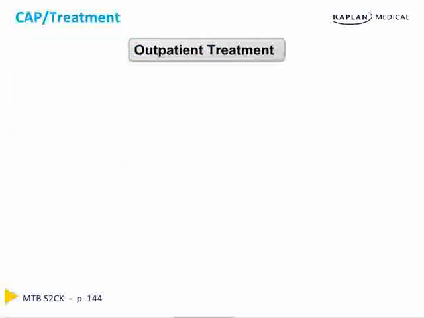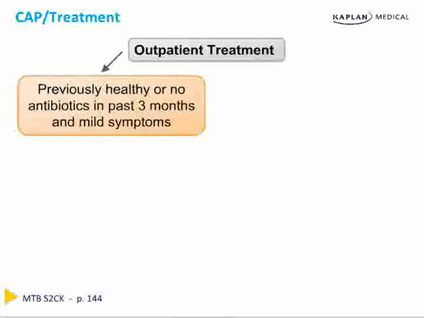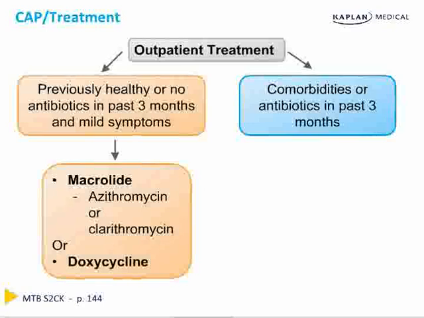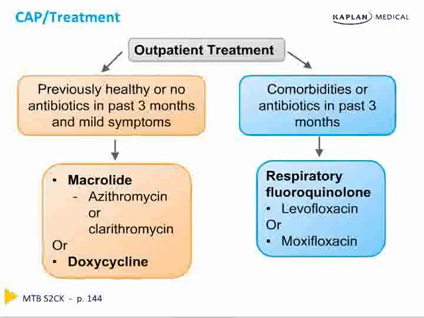If a patient is deemed to be eligible for outpatient management, the following algorithm is helpful. If the patient is previously healthy and has had no antibiotics in the past 3 months and symptoms are quite mild, you can use either a macrolide, like azithromycin or clarithromycin, or doxycycline. If the patient has medical comorbidities or has used antibiotics in the past 3 months, you're better off going with a respiratory fluoroquinolone, such as levofloxacin or moxifloxacin.